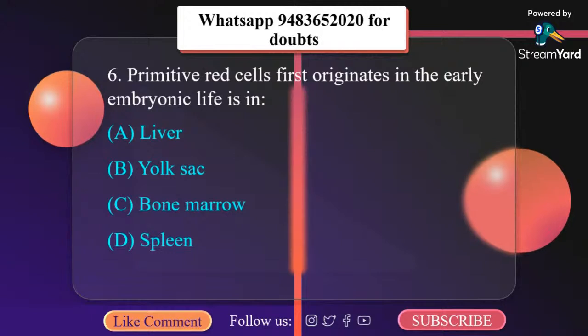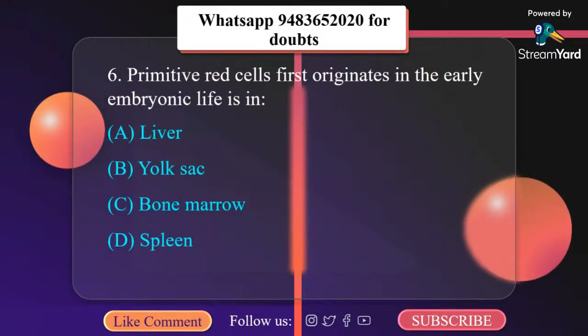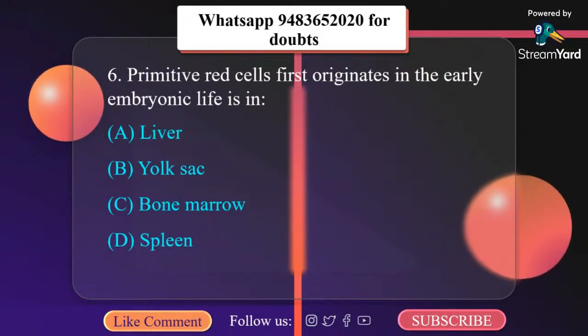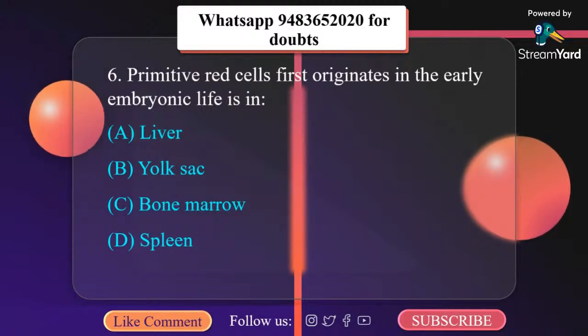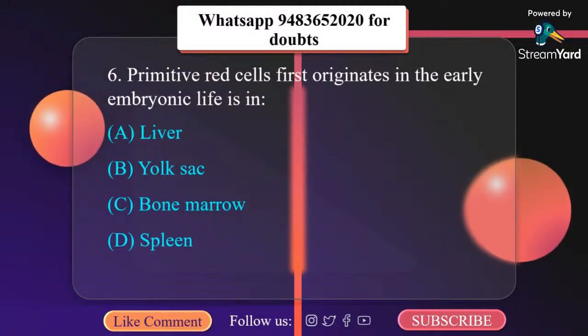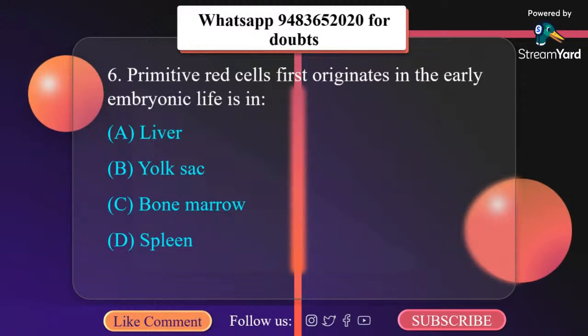Primitive red cells first originate in the early embryonic life in the: A. Liver, B. Yolk sac, C. Bone marrow, and D. The spleen. Now, what happens during embryogenesis?